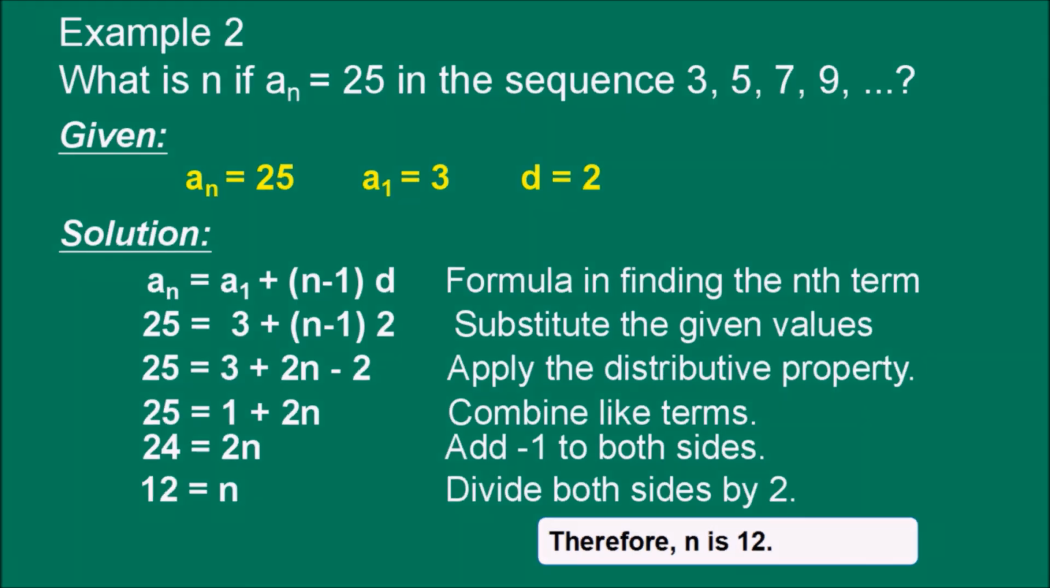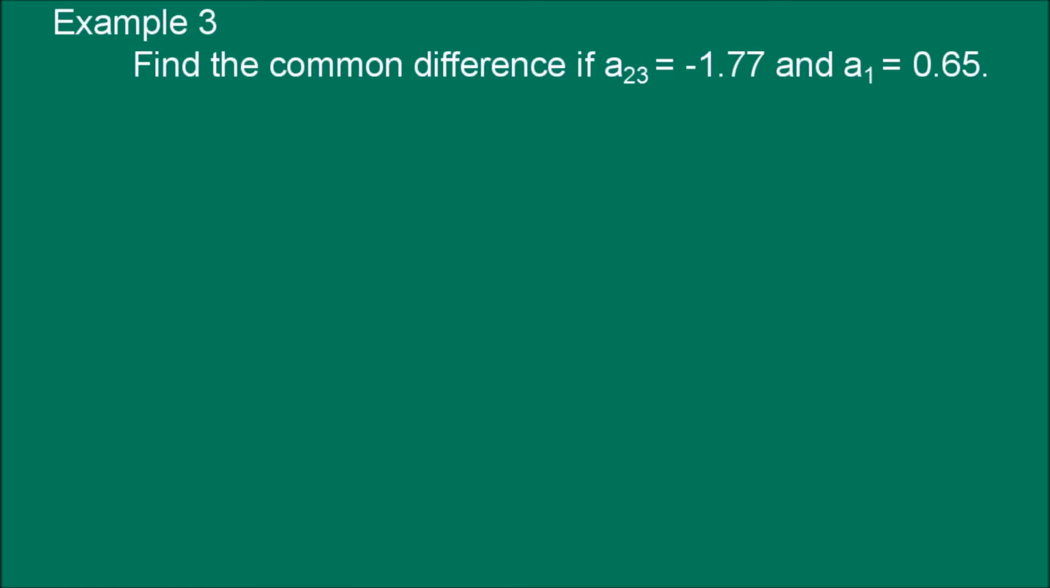What if we're asked to find the common difference? For our example 3, find the common difference if a sub 23 is equal to negative 1.77 and a sub 1 is equal to 0.65. For our given, a sub n, or the nth term, is equal to negative 1.77, a sub 1 is equal to 0.65, and n is 23.